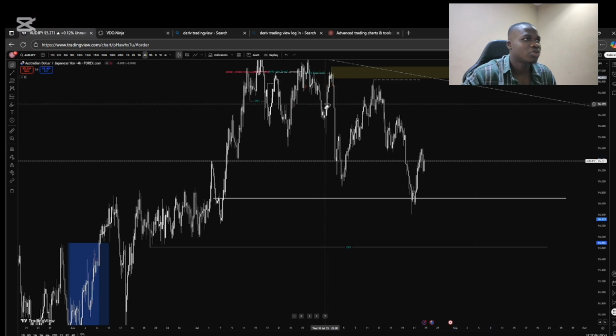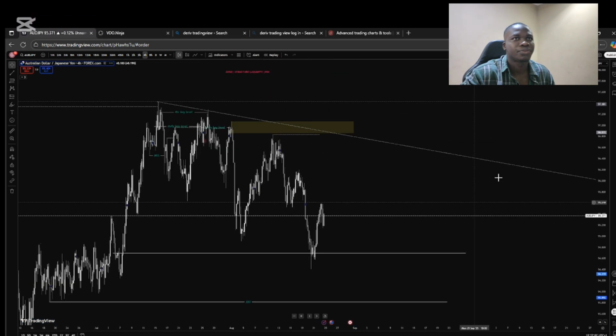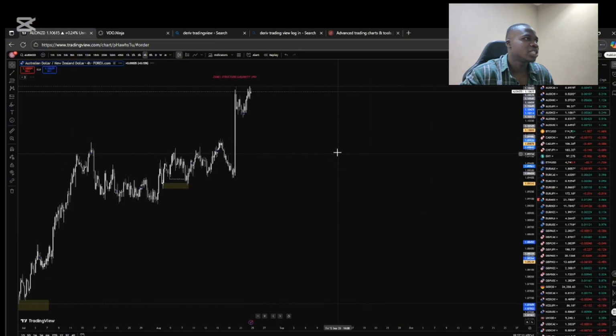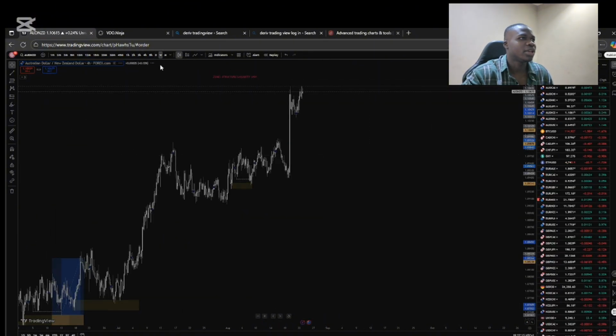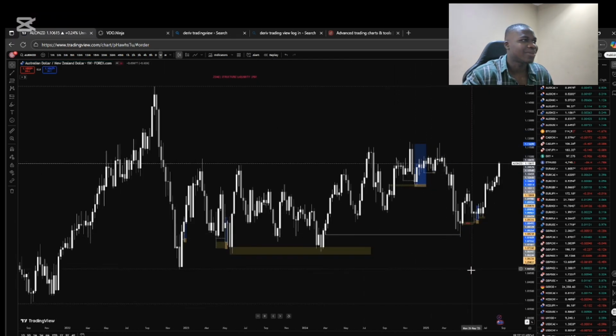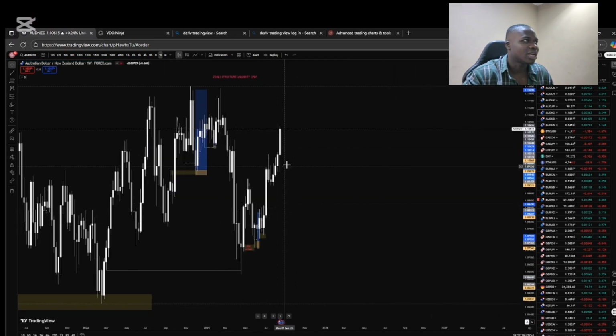So let's move on to the next pair. Now moving on to USDCHF, you can see right from the weekly, nothing is happening. You can be very sure that next week is definitely going to be bullish, because this is a key level right here.